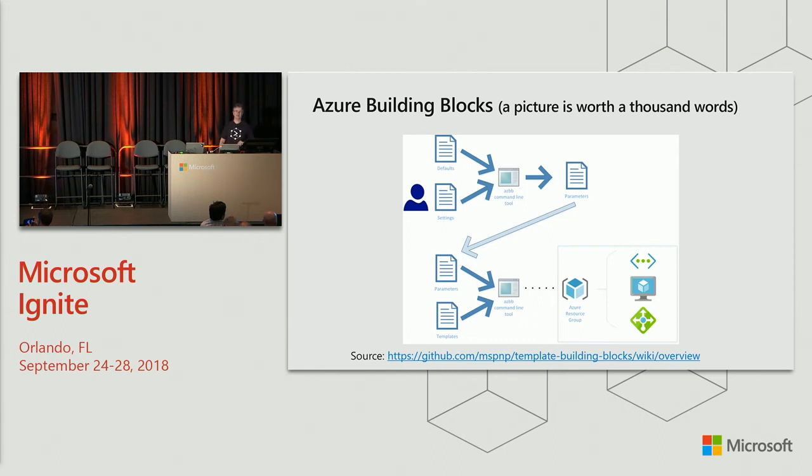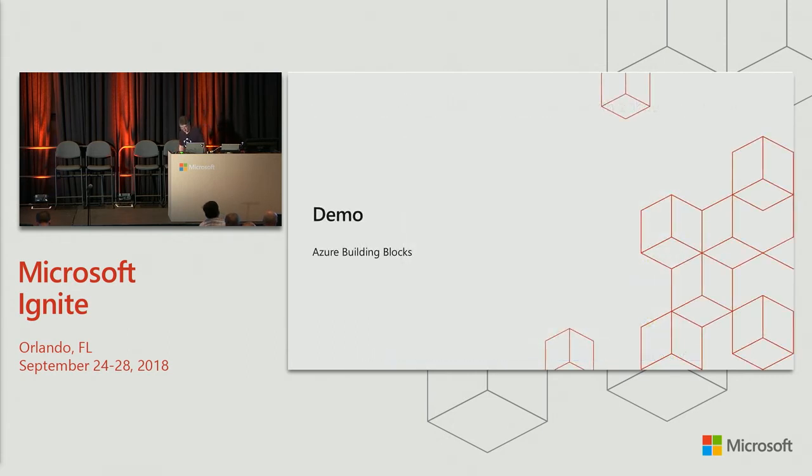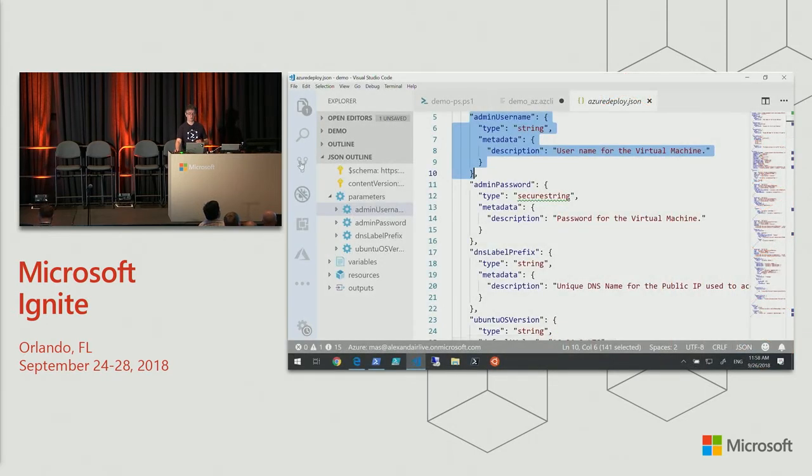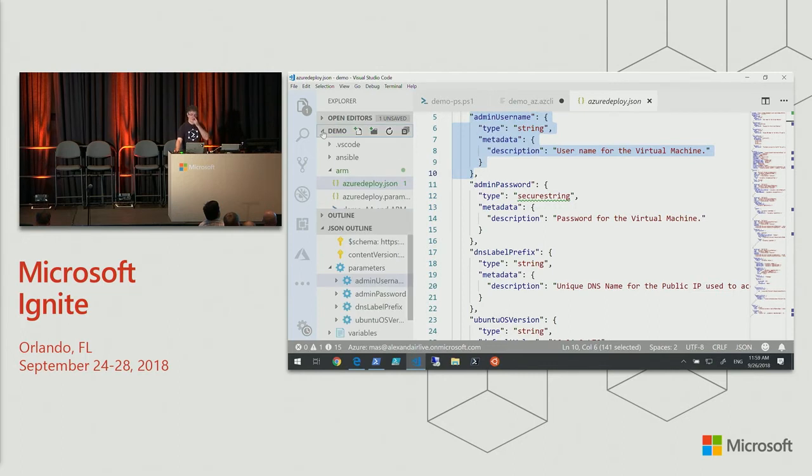We have defaults and settings. We use the AZBB tool to get parameter files, and then during deployment, the parameter files will be combined with the templates. At the end, we will get our resources. It's a really interesting concept, and let me show you how easy it actually is to use.